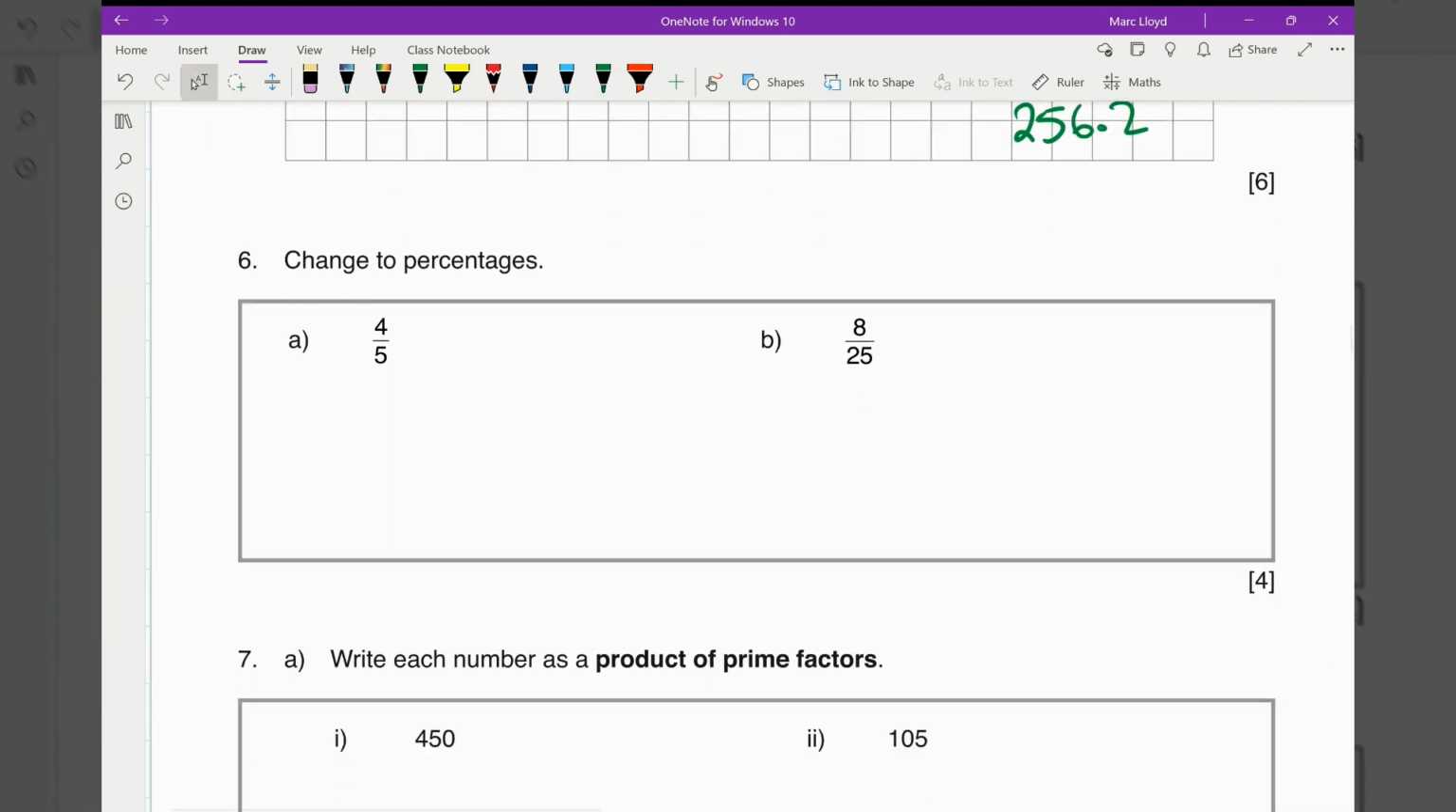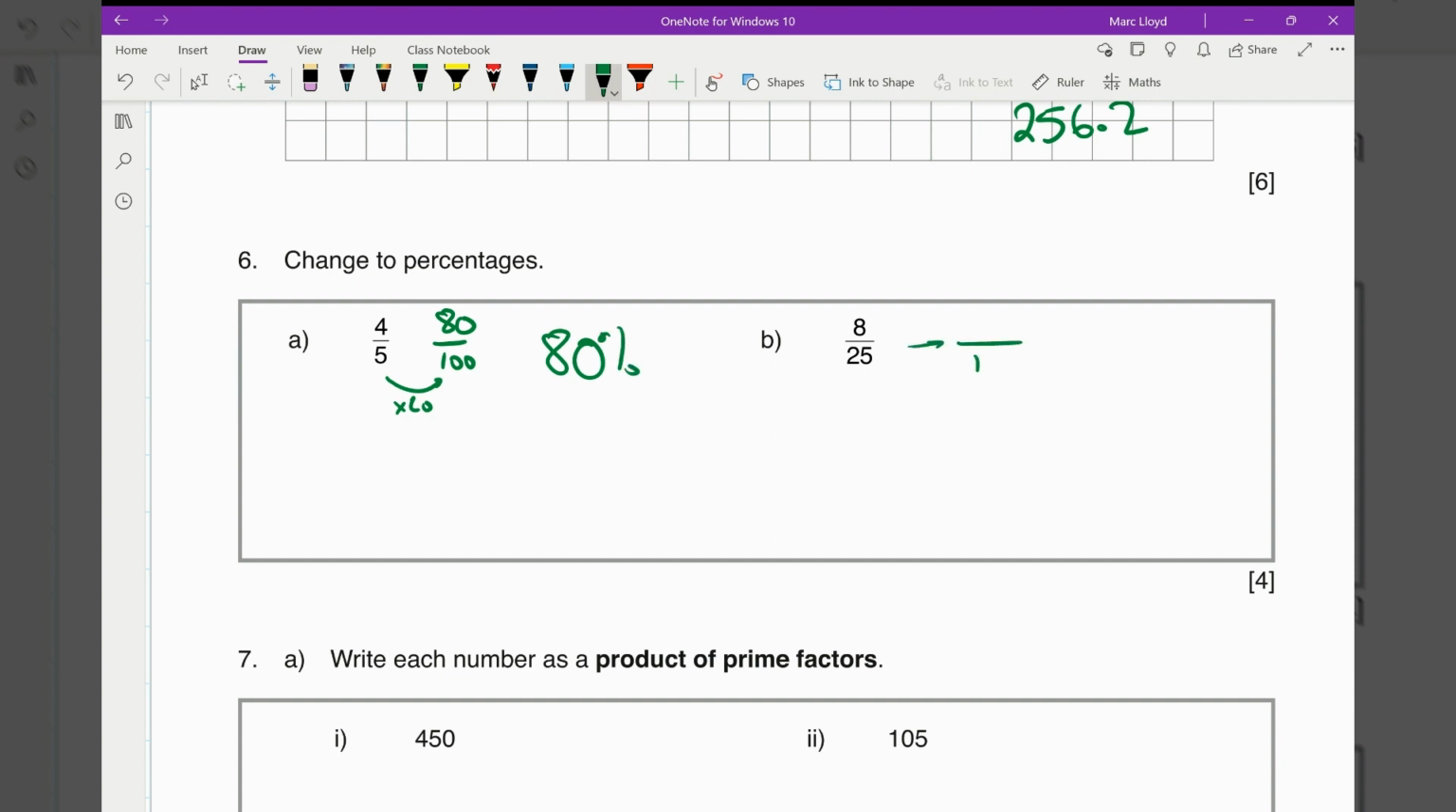Right, question 6. Change these to percentages. Ideally, we want them to be out of 100. So 5 times by 20 gets you to 100. So you multiply the 4 by 20 as well, which gives you 80% for that first one.